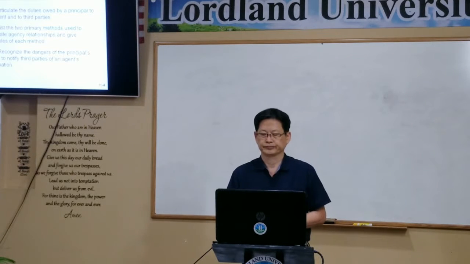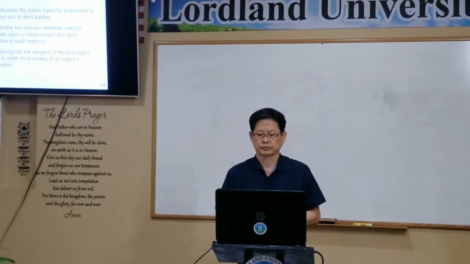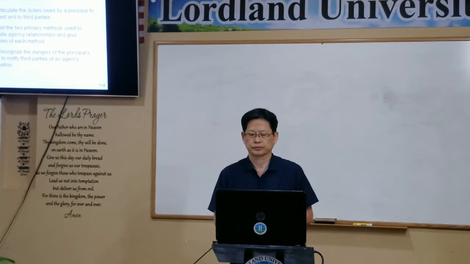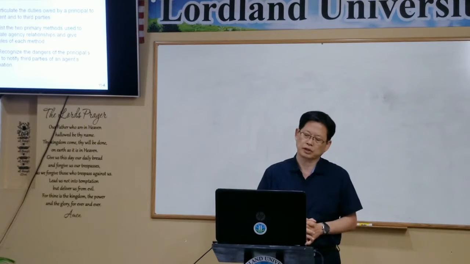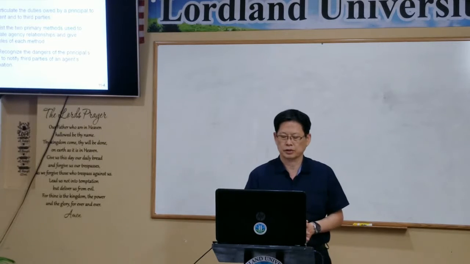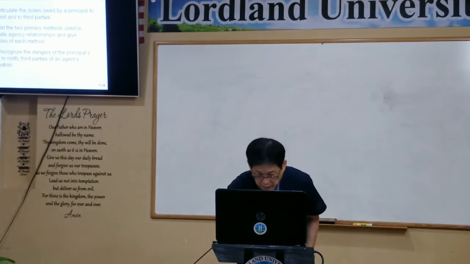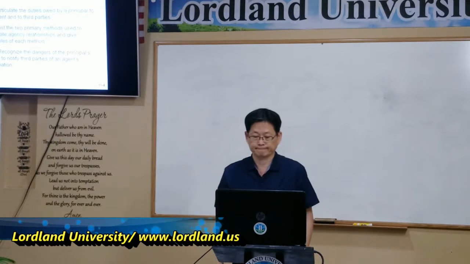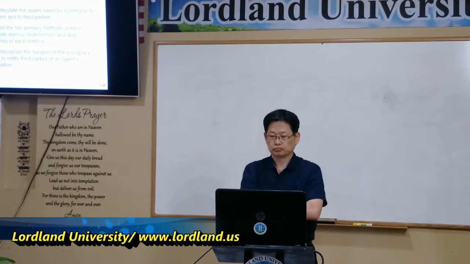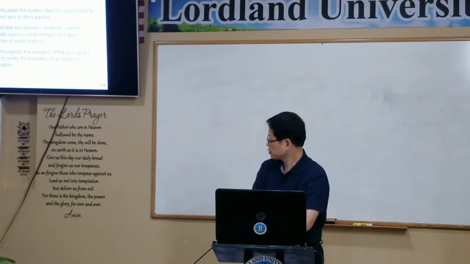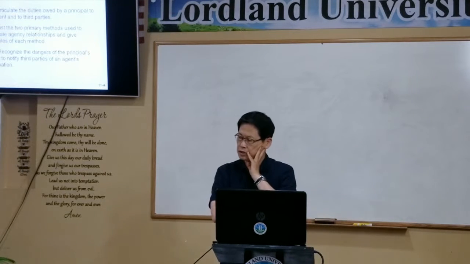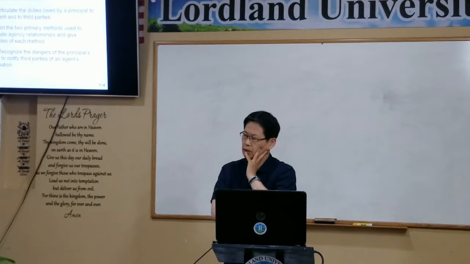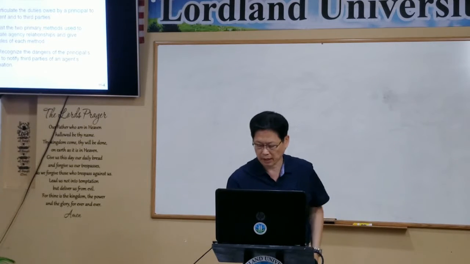Number 8, two methods that are used to terminate the agent's relationship. Number 9, principal's liability to the agent or to the third party.